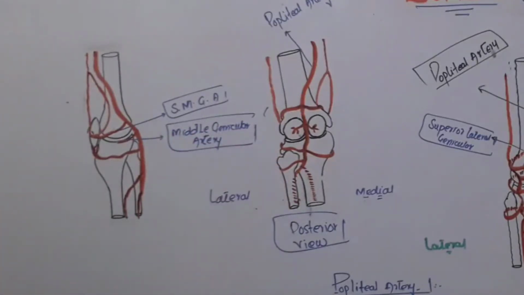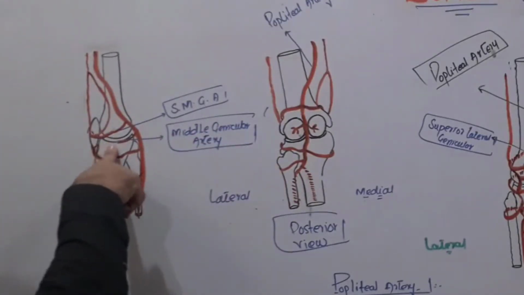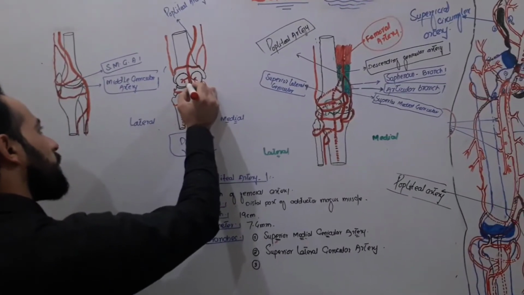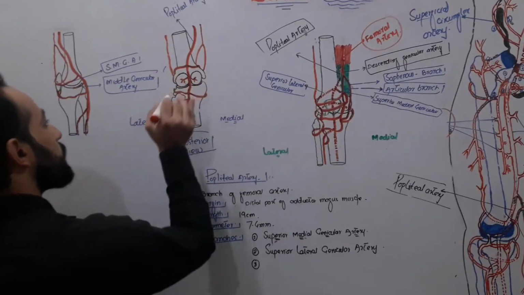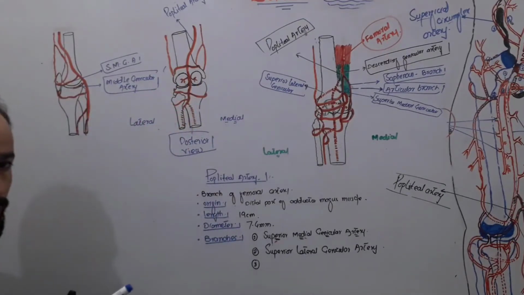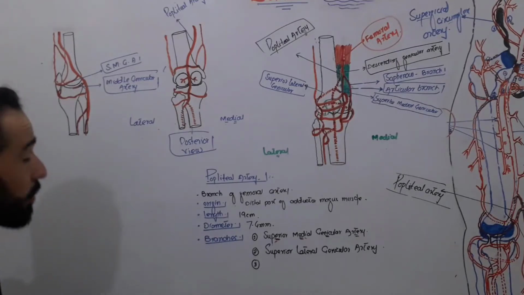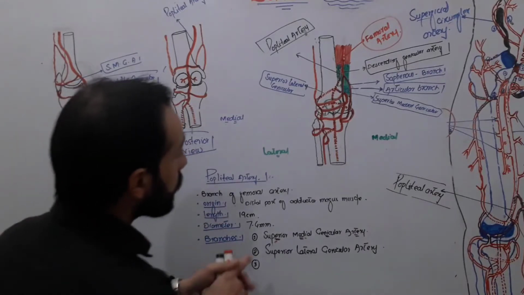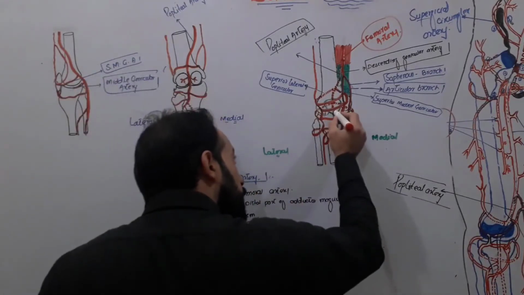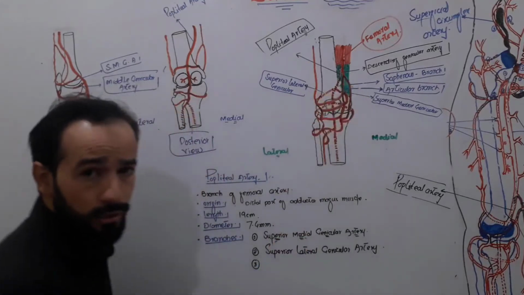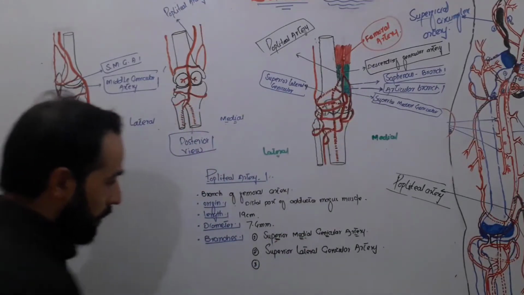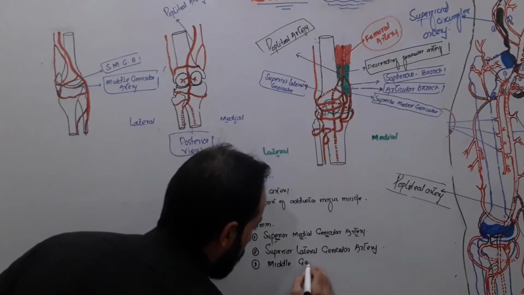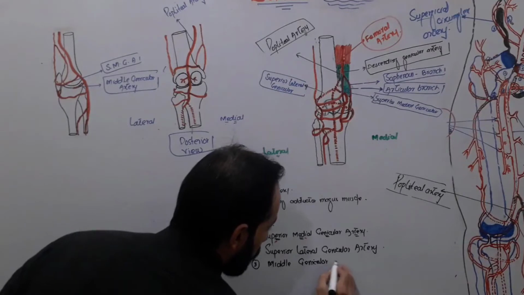I hope it is clear to you guys in this medial view of this knee joint, right? So it will be present somewhere here, and it will enter the joint, and it will supply blood to the synovial membrane, right, and the ligaments which are present there, right? So look, it will be here, and from the posterior side it will be entering into the knee joint to supply blood to the knee joint. So there is the middle genicular artery.